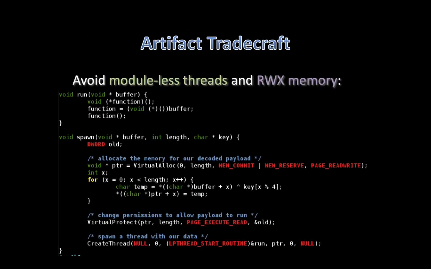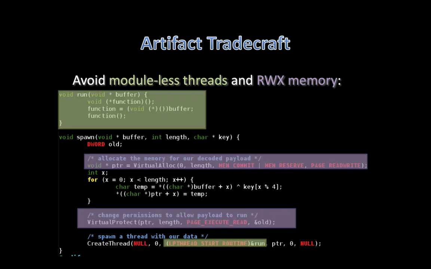I want to close out with a few thoughts on artifact tradecraft. I recommend that you avoid the use of RWX memory and threads which have a start address that is not associated with a memory mapped DLL or your executable itself. And by that, I mean modulus threads. Here's how I meet these goals in one of the artifact kit executables. I allocate memory that has read-write permissions, do my thing, and then flip it over to read execute when I'm done.